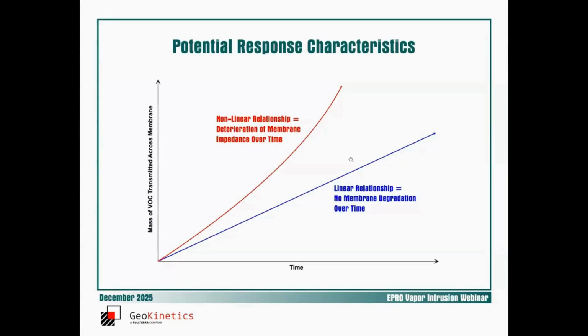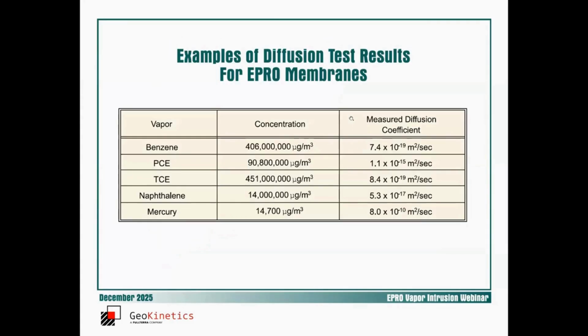I would imagine anyone who wants to make sure the membrane is going to have suitable engineering characteristics so you can calculate risk assessment values would want this. These are compounds we've tested, concentrations, and measured diffusion coefficients. The concentrations that we test these at are usually extremely high, in the millions of micrograms per cubic meter. So it's a very aggressive chemical compatibility testing environment.